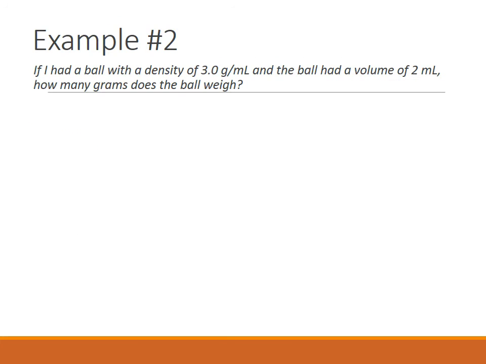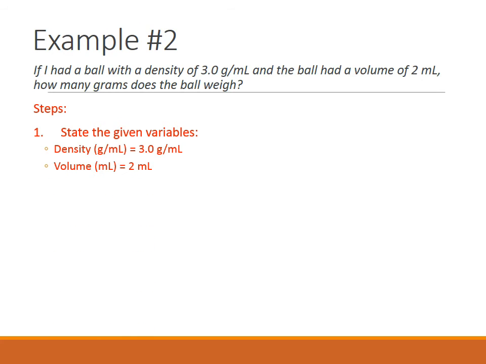So let's go ahead and try another one. Example 2. If I had a ball with a density of 3.0 grams per milliliter and the ball had a volume of 2 milliliters, how many grams does the ball weigh? Again, we have some steps that we should follow. Step 1 would be to state your given variables. We have two variables. We have a density this time, which is a little bit different than example 1. Our density is 3.0 grams per milliliter. We also have a volume in milliliters, and that's 2 milliliters.